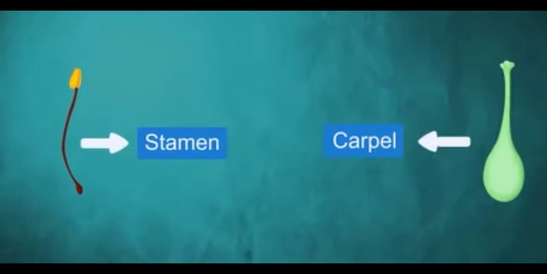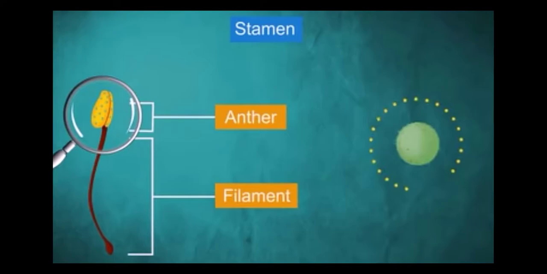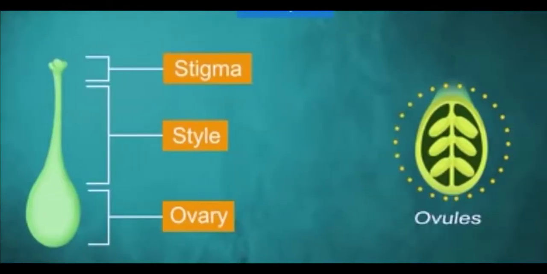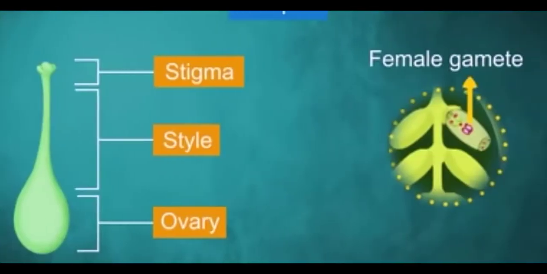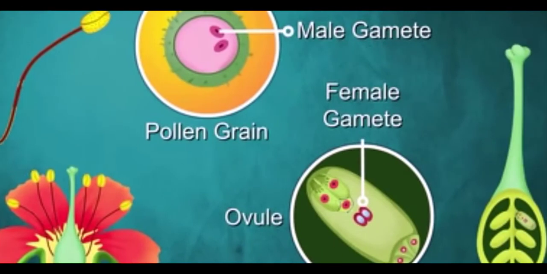We have studied in detail about the carpel and stamen. The stamen has the anther and filament. Inside the anther, the pollen grains are present. The carpel has the stigma, style, and ovary, and inside the ovary the ovule is present. So these ovules are the female gametes, or the female reproductive part of the plant. The female and the male gametes are involved in sexual reproduction in plants.